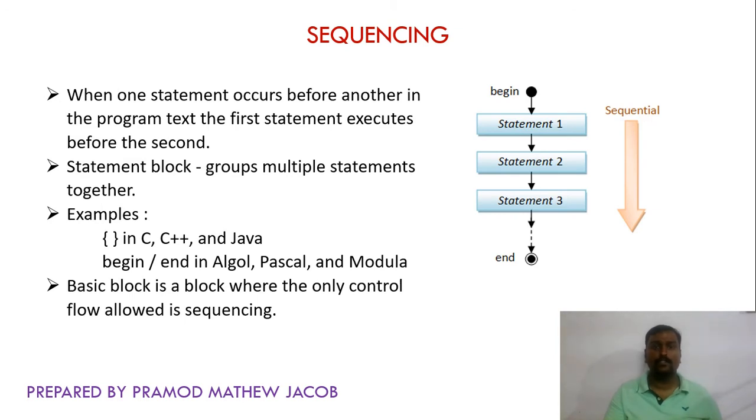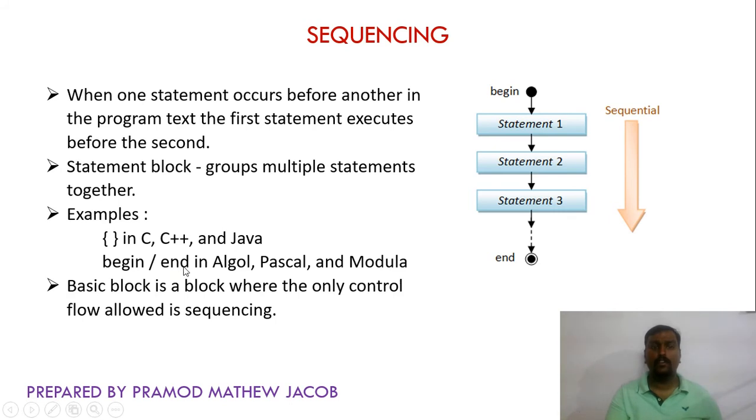Let's see sequencing in detail. Sequencing is the execution of statements one after another as they appear in the program. A statement block is a block which groups multiple statements together. The statements written between an open curly bracket and a closing curly bracket in C, C++ and Java are considered as statement blocks.